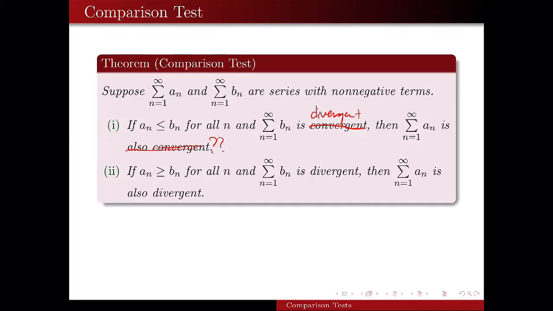And similarly, what if the smaller series is convergent? What about the bigger series? Can we give a conclusion? Using only this comparison test, we cannot conclude anything. Okay? We cannot conclude anything. So we will need another test or another method. Okay?